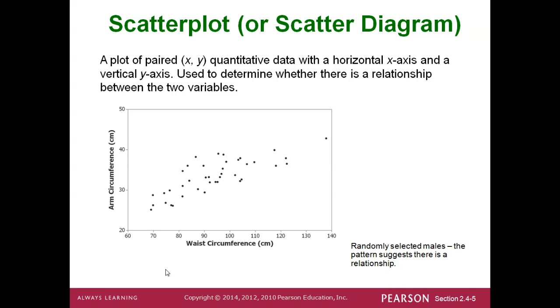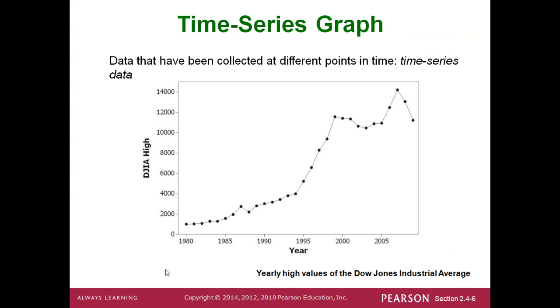The pattern in the data suggests that there is a relationship, because it kind of follows a trend, doesn't it? Down here, if your waist is 70 centimeters, you probably got skinny arms. Okay, and you get up here, arm size, waist size, they're going together, right? And so it looks like there's some sort of trend there. Not sure exactly what it is, but it looks like there is.